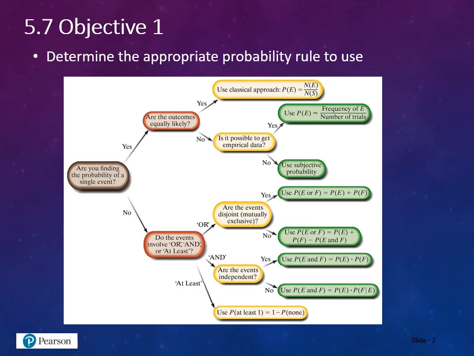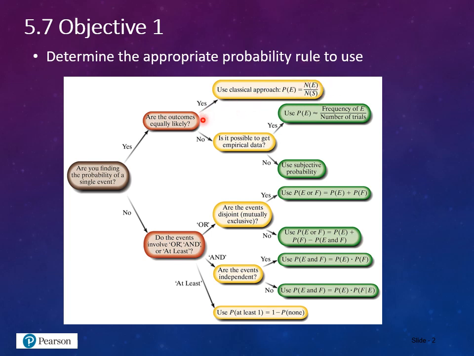And this is the most important slide in this lecture, which gives you a step diagram about which probability rule to use. So let's walk through this. The first question you're asking: are you finding the probability of a single event? If so, are the outcomes equally likely? If they are, then just simply use the classical approach, which is the probability of E, the number of outcomes of E over the number of outcomes in the sample space.